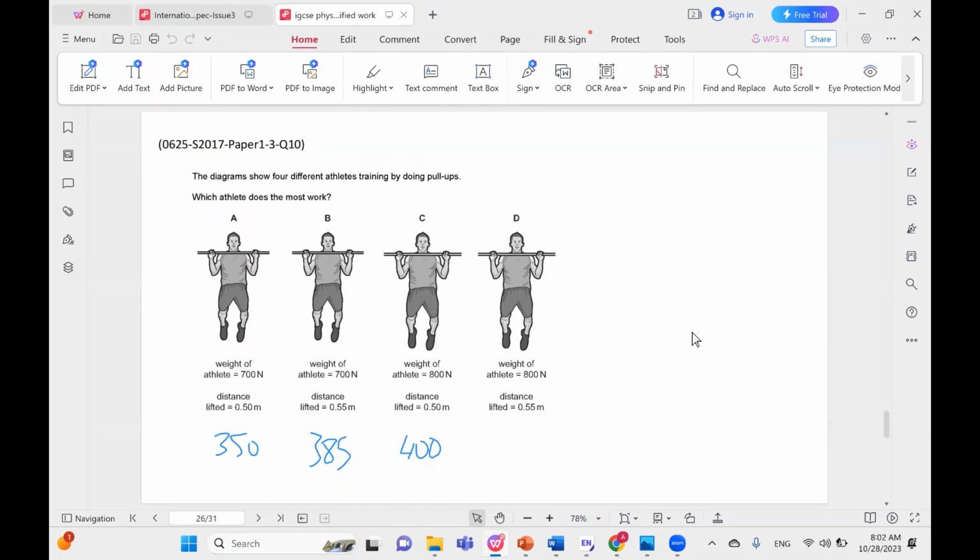And 800 times 0.55 gives us 440. Of course, a smarter way to do this question is to just realize that D has the greatest work done, the greatest force, and the greatest distance. So without any calculations, you could have selected D as the most work done.